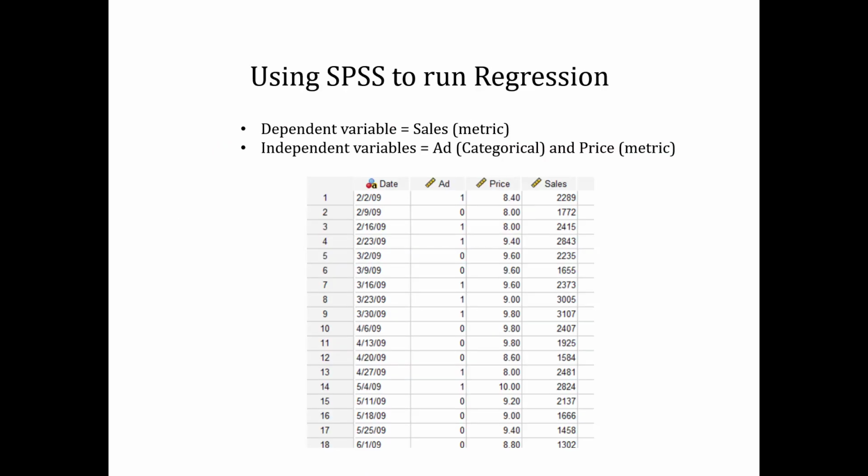Here's an example of how we would run a regression analysis using SPSS. In this dataset, the dependent variable is weekly store sales, and the independent variables are ad, a categorical variable that represents whether an ad is displayed in the store that week, and price, representing the price of the product that week. We will use regression to determine if ad and price had any impact on weekly sales.